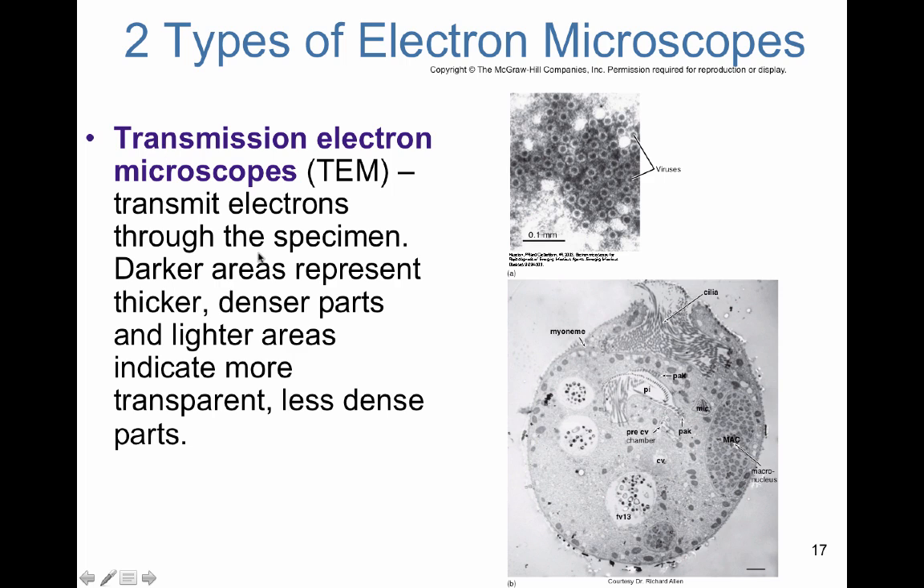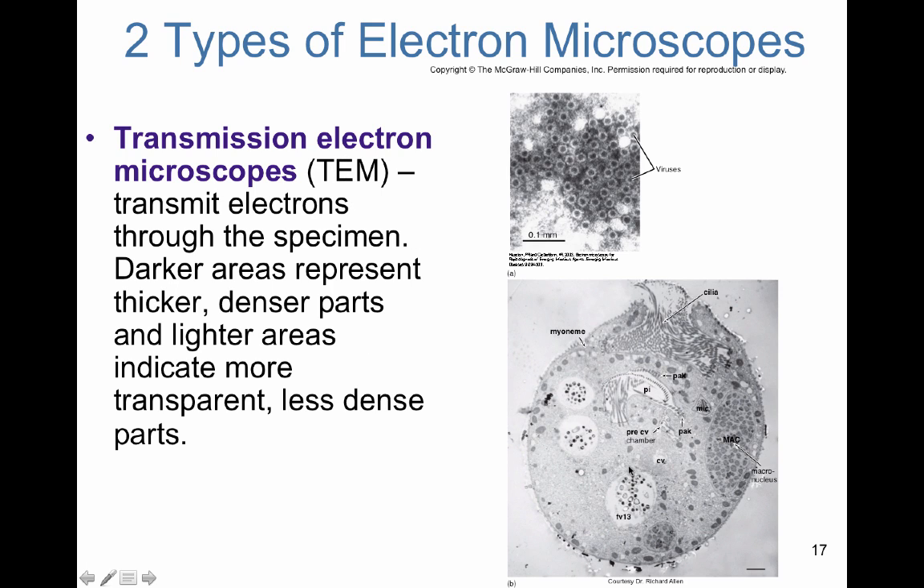Now here are a couple of pictures illustrating the high resolving power. I would remember there are two main types of electron microscopy, and one is more ideal than the other. One provides 3D images of a specimen, whereas the other just shows you the image in one plane and indicates more dense areas of the specimen than others. The darker areas represent thicker, denser parts, and the lighter areas indicate more transparent, less dense parts. This is transmission electron microscopy.